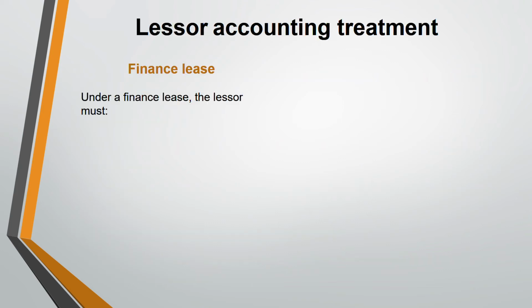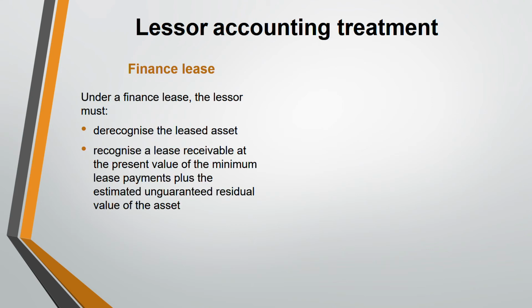For a finance lease, the lessor must do this. De-recognize the lease asset. Why? He has sold it to the lessee. It went to the lessee. So the lessor de-recognizes it, but recognizes instead a lease receivable. Why? He is going to receive this amount from the lessee now. The amount is receivable, which is known as the lease receivable.